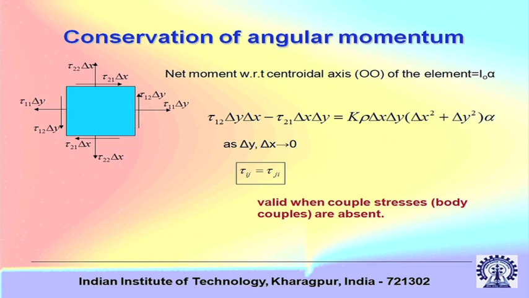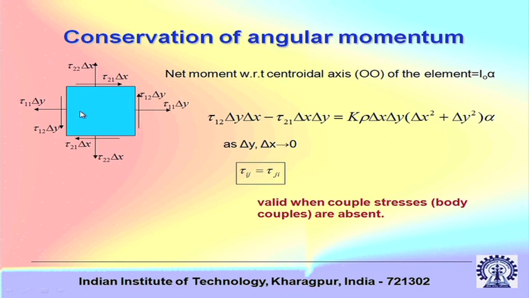Similarly, you have the shear stress, which is tau 12, the first index 1 for the direction normal along x1, and the second index 2 for the force itself being directed along the x2 direction. So, that makes it tau 12. So, tau 12 into delta y.